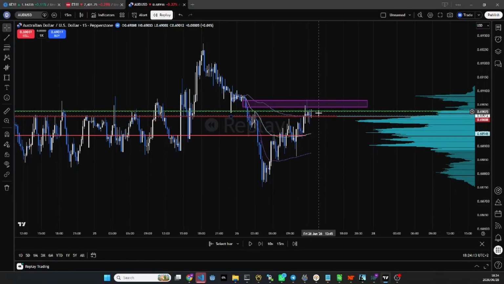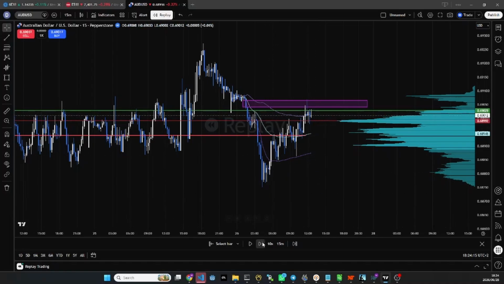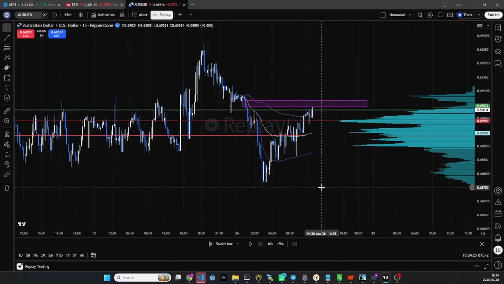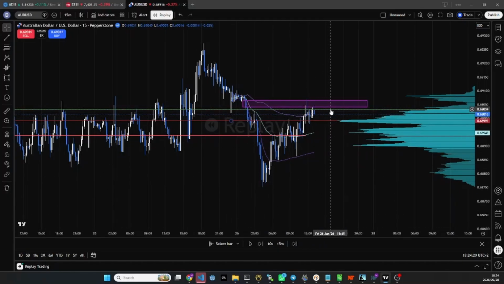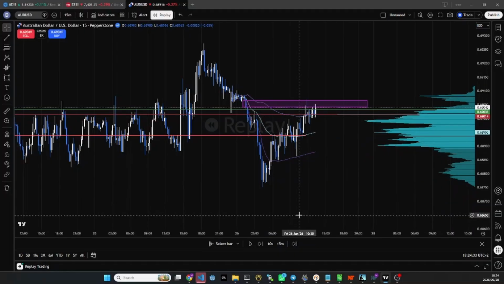We once again reject the value area high, and then we printed a pretty bullish bar, but still staying underneath the value area high. So I felt the premise of the trade was fairly sound still. Printed a bearish bar, again rejecting the value area high. So I decided to stay in this trade.